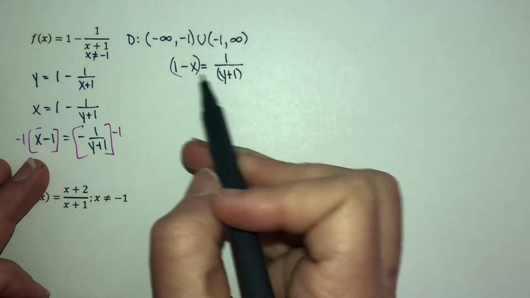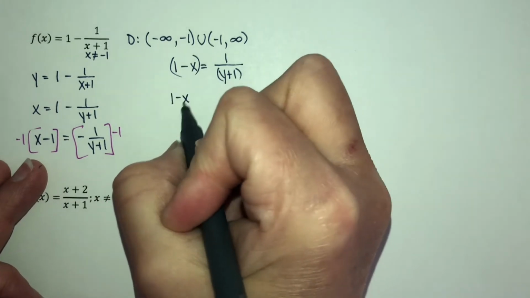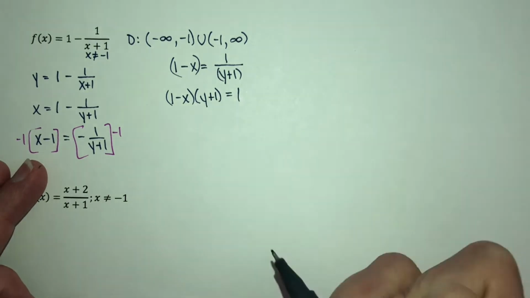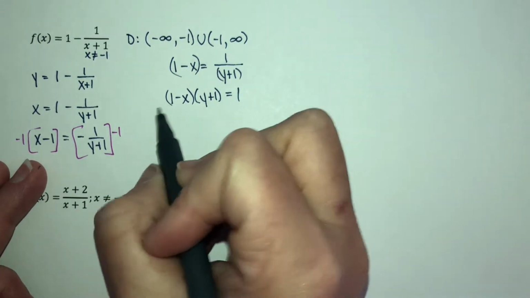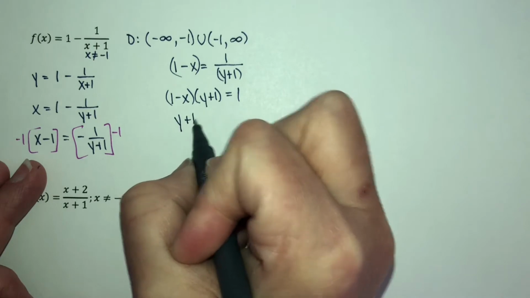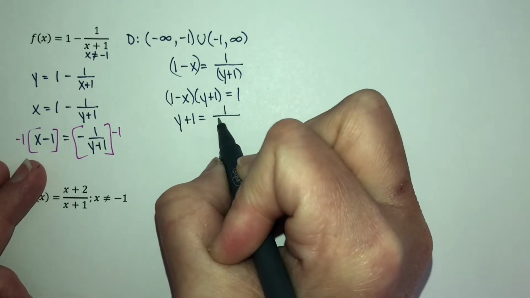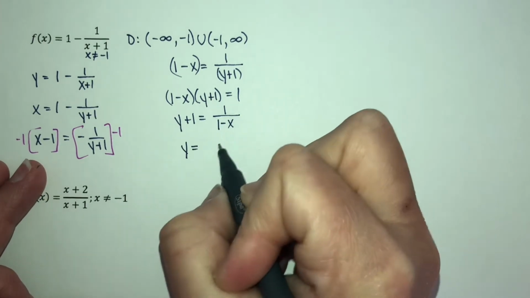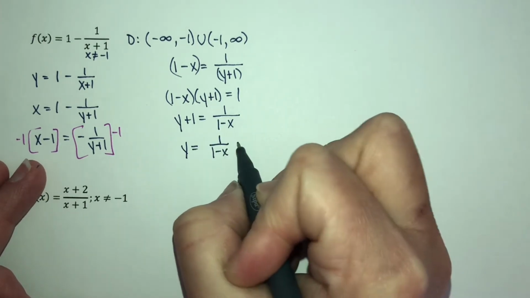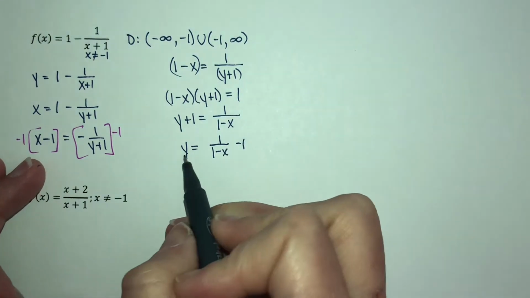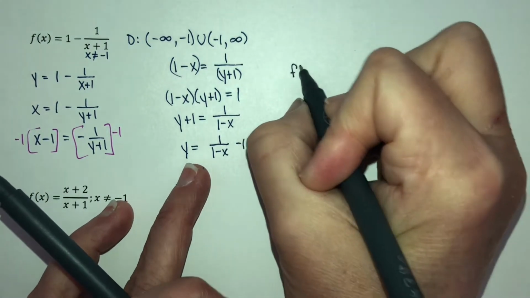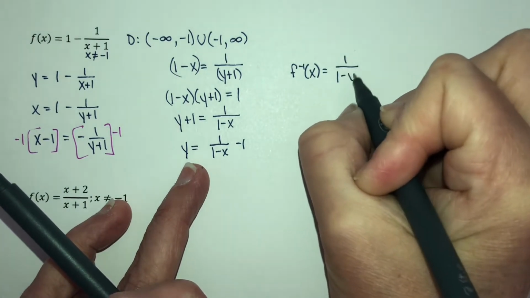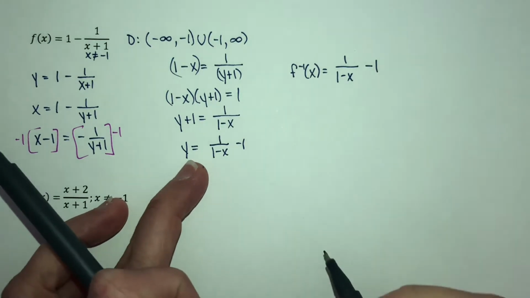Now I'm going to multiply both sides by y plus 1. 1 minus x times y plus 1 is equal to 1. Divide both sides by 1 minus x. Y plus 1 equals 1 over 1 minus x. And now subtract 1. Final step is to replace this with f inverse. So the inverse function is 1 over 1 minus x minus 1.